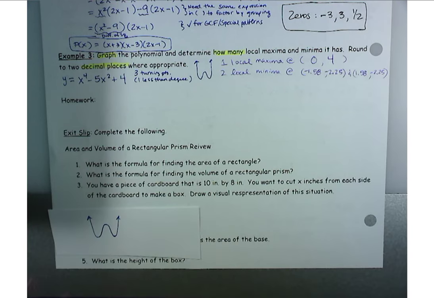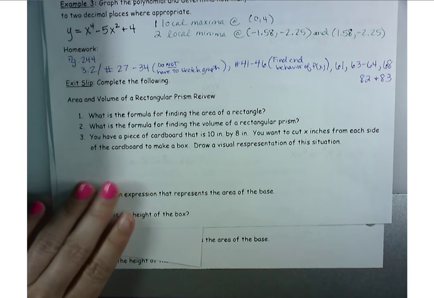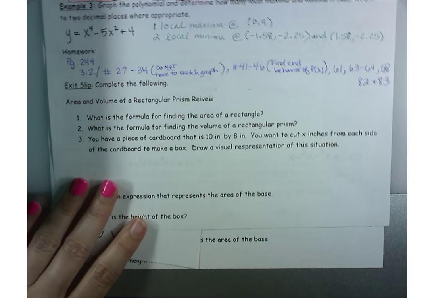Okay, perfect. So you should have negative 1.58, negative 2.25, and positive 1.58, and then negative 2.25. And then I'm going to have you write your homework down, and then you and your elbow partner are going to work on your exit slip.